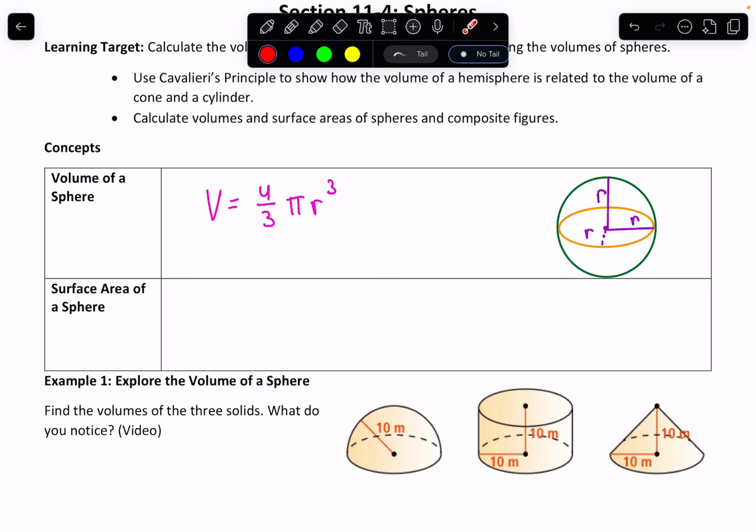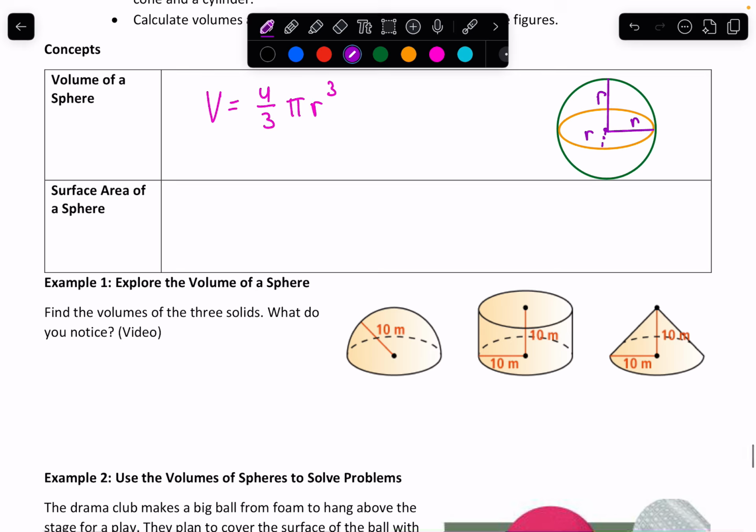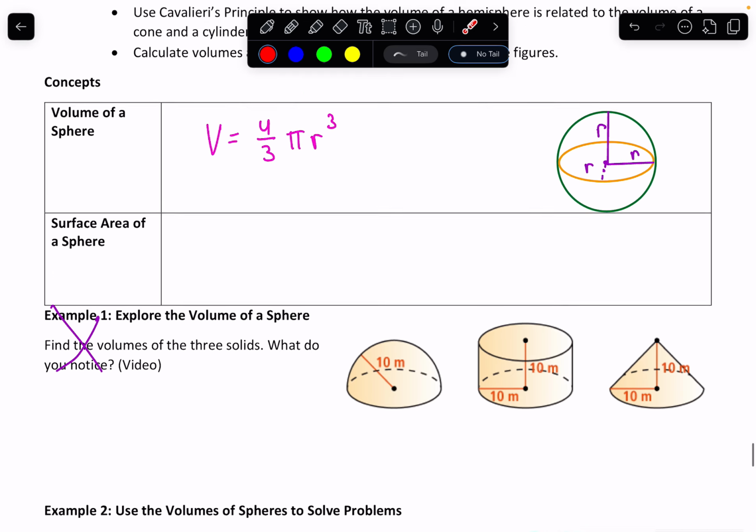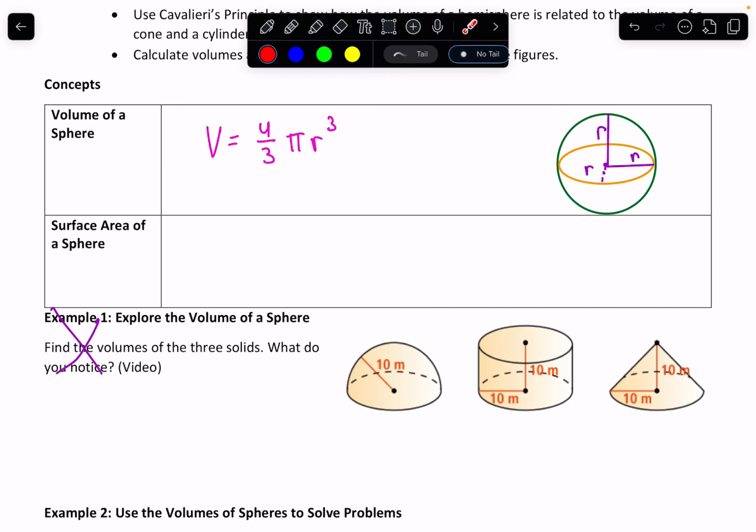4/3 is interesting as well. Example 1 is a video talking about this. We're actually going to skip it because we did not do 11.3 before this, so it's going to make a little bit of confusion happen if we watch that video. We'll watch it when we have a chance. But it gives you the reason why the volume formula for a sphere is using this fraction 4/3 at the front.